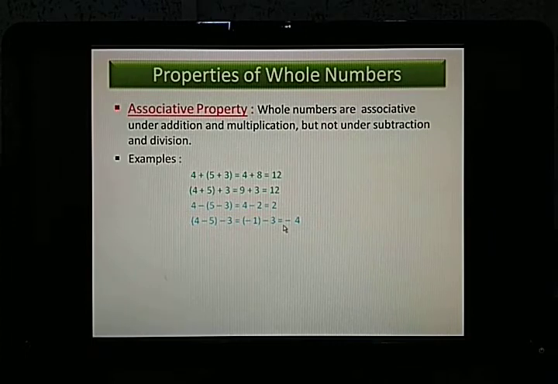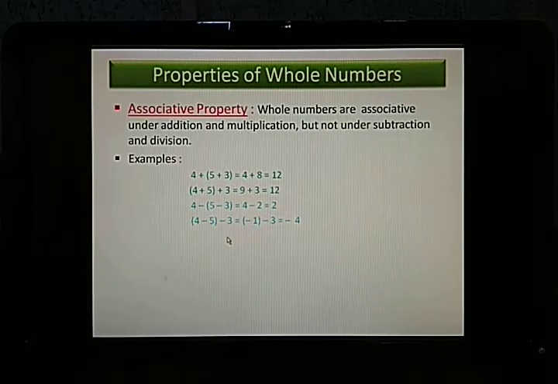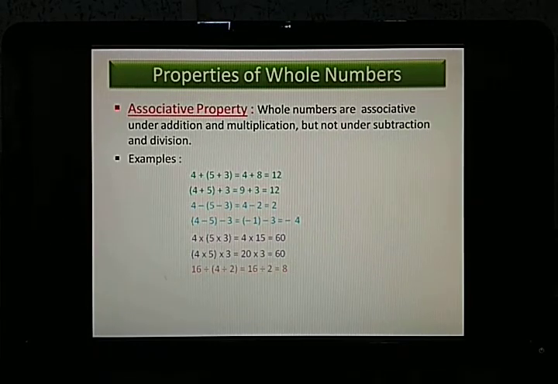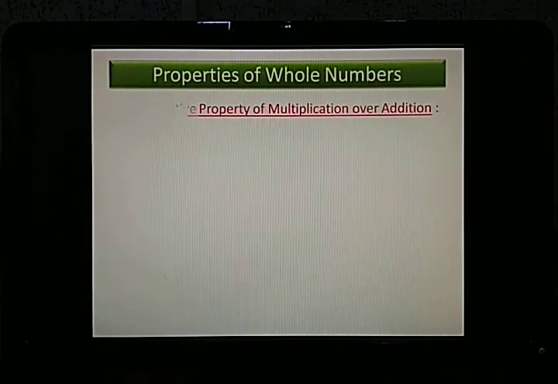You can see here clearly the same thing we have done. A minus b minus c inside bracket is not equal to a minus b minus c. Clear? In case of subtraction, it does not hold. In case of multiplication, this holds. Clear? In case of division, it does not hold. The answers are different. Now moving on to the next, that is the distributive property of multiplication over addition.